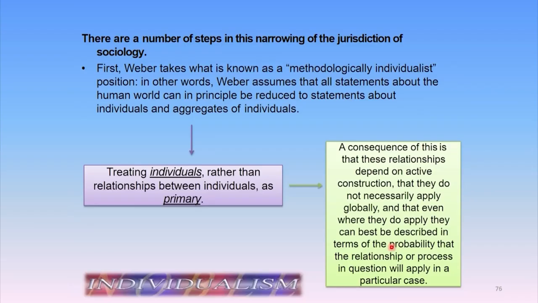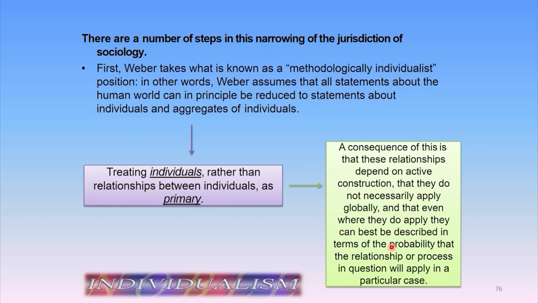Okay? There are a number of steps in this narrowing of the jurisdiction of sociology. Firstly, Weber takes what is known as a methodologically individualist position, as we have already discussed. Understand that when I say methodologically individualist position, I refer to at least three components: individuals, actors, individual actions; the circumstances against the backdrop of which individuals undertake those actions; and thirdly, the motives and reasons for which individuals undertake such acts. Okay? These three things are important.